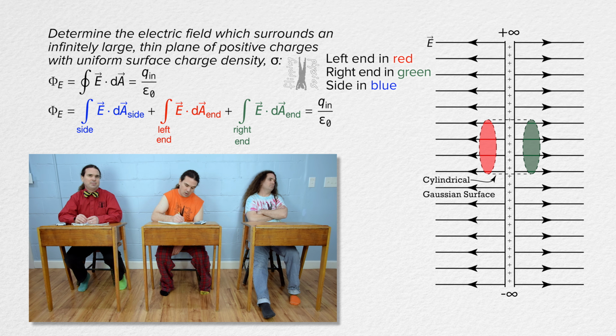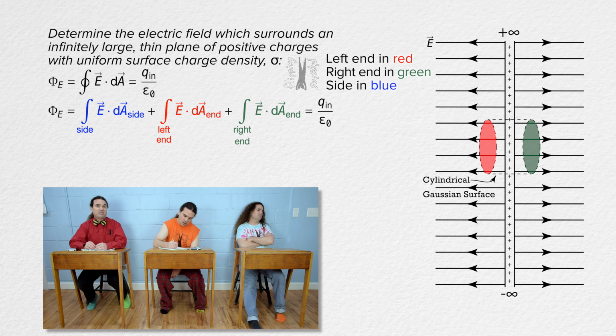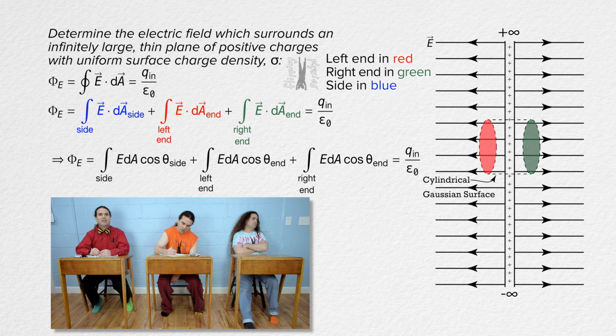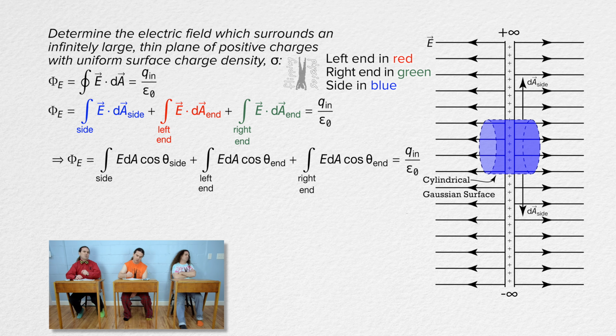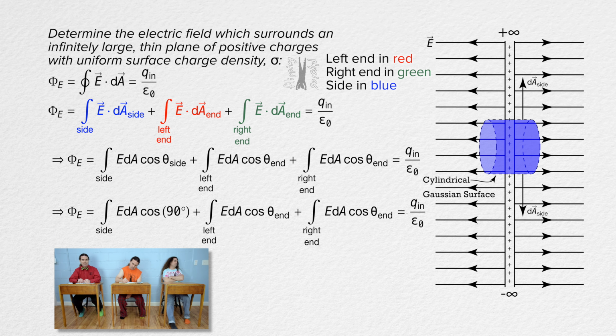Rather than using the dot product equation, let's use the electric flux equation without the dot product. The angle for the side of the Gaussian cylindrical surface is between a horizontal electric field and the direction of any dA on the side, which is always 90 degrees. That means because the cosine of 90 degrees equals 0, there is 0 electric flux through the side of the Gaussian cylinder, which makes sense because the electric field lines do not actually pass through the side of the Gaussian cylinder.